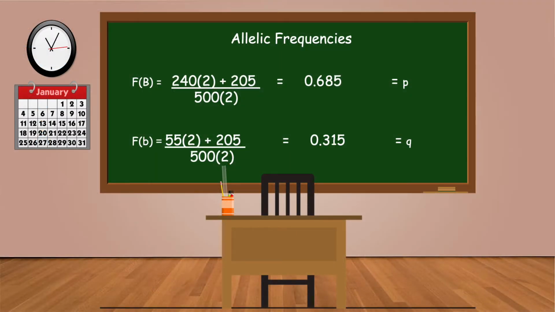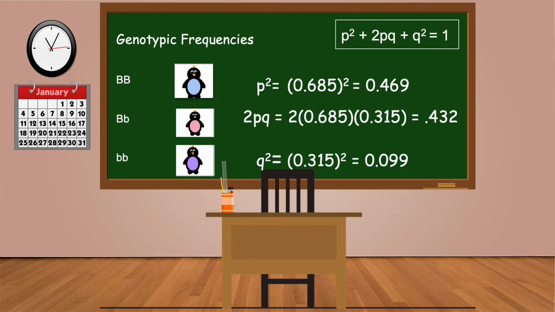Now with this information, we're going to calculate the allelic frequency. The allelic frequency of big B is 0.685 and little b is 0.315. All allelic frequencies must add up to 1, and using the Hardy-Weinberg equilibrium, we're going to plug in the numbers for p and q, and they're all going to equal 1 to find the genotypic frequencies.